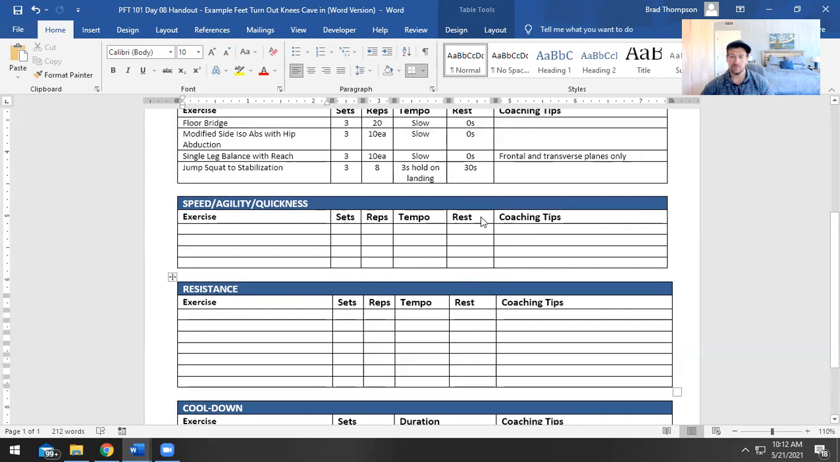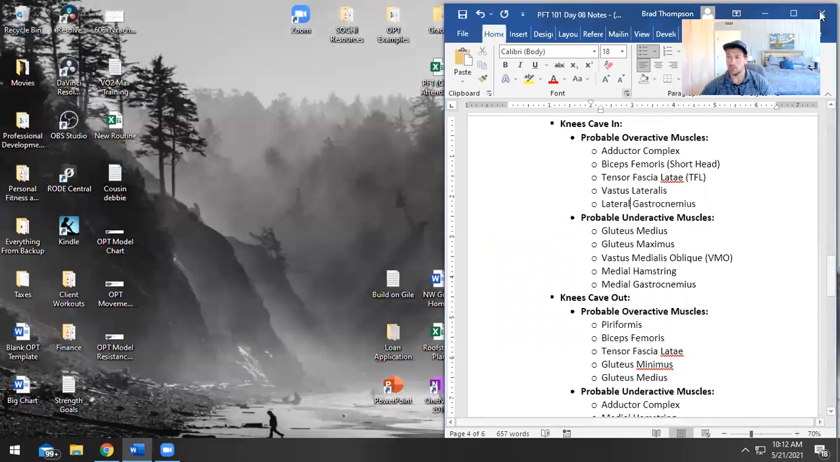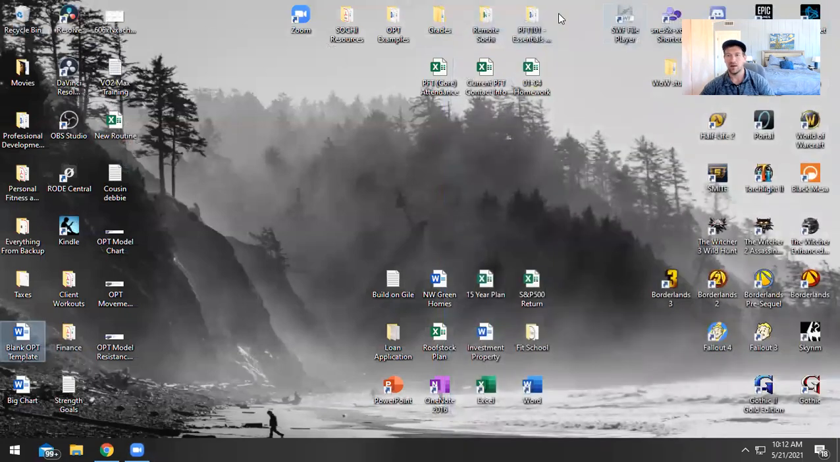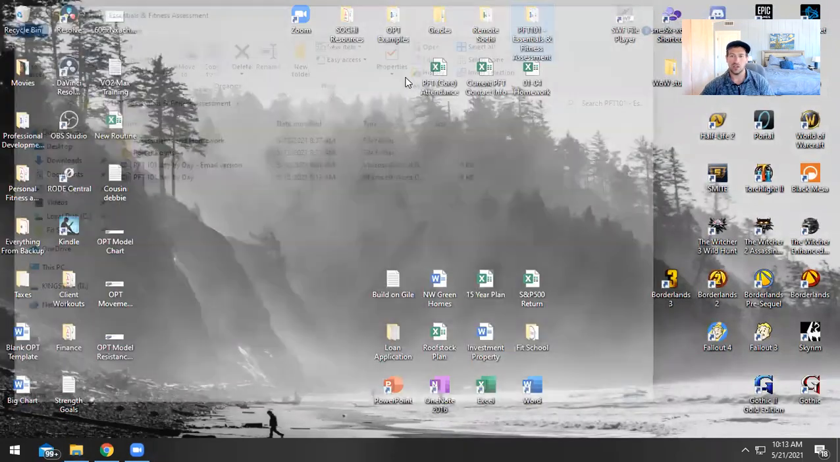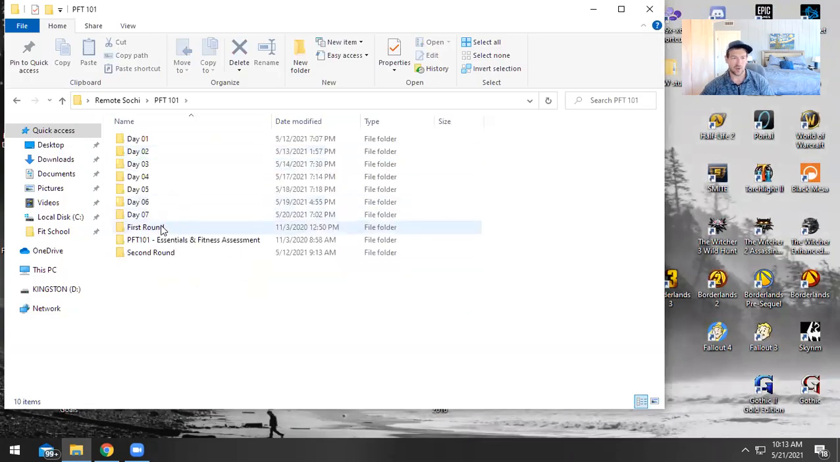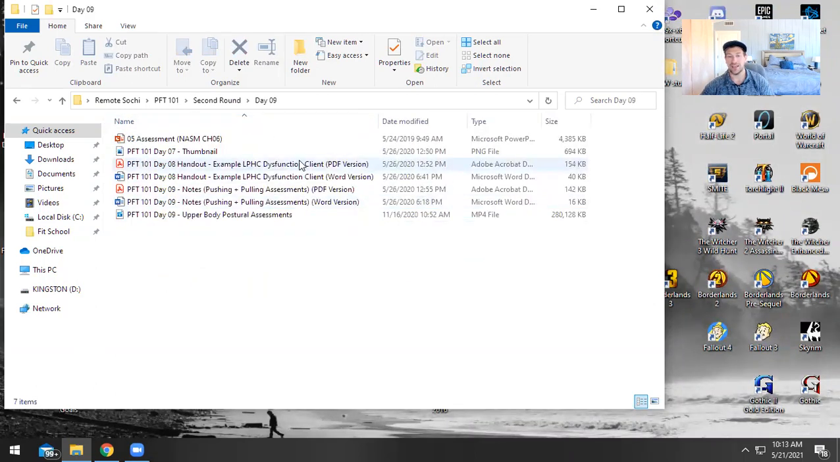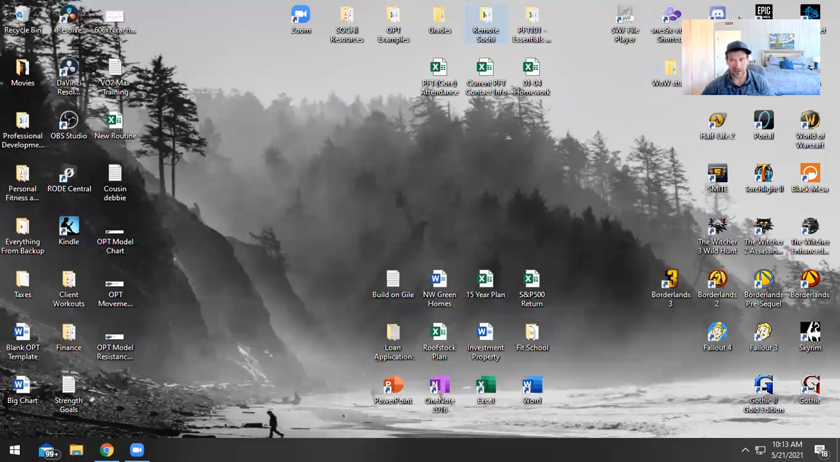So that actually kind of wraps things up today. Like I said, not tomorrow, Monday, we'll be taking a look at day 9. On Monday, we'll be looking at lumbopelvic hip dysfunction, but we'll also be looking at the pushing and the pulling assessment. So not a lot of PowerPoint slides, but we'll look at examples for how to work on the upper body, because today we looked a lot at the lower body.